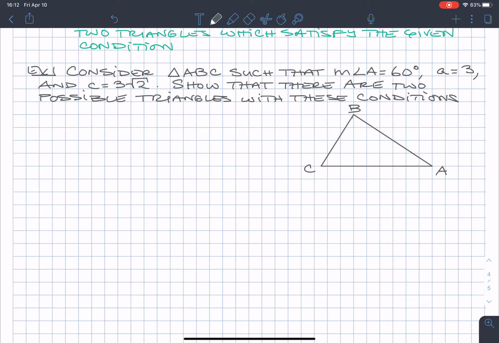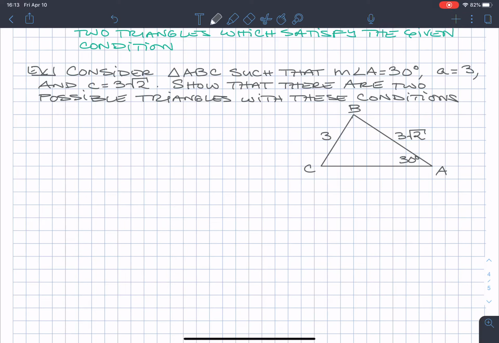So I'm given that measure of angle A was, what did I want to do? Did I want to change that to 30 degrees? Yeah, let's change this to 30 degrees. It'll maybe make my life easier. 30 degrees, not 60. And let's have the length of little side A be 3, and then the length of little side C be 3 times the square root of 2.